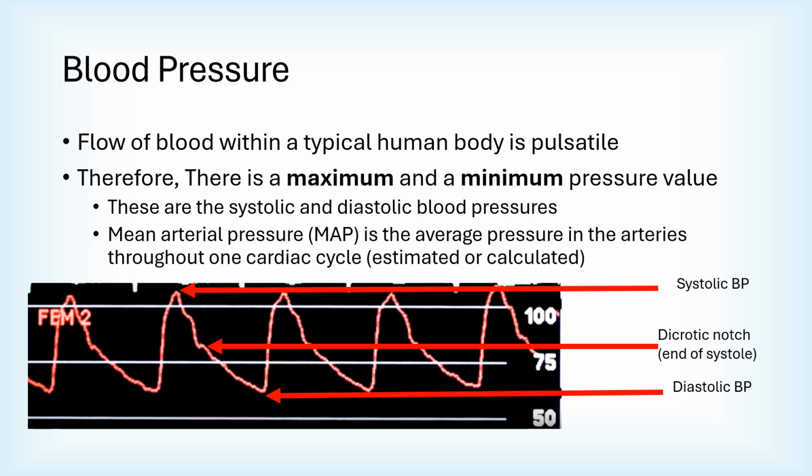The flow of blood is pulsatile, so that means rather than one pressure, there is a maximum and a minimum pressure value. These are known as the systolic and diastolic blood pressures. The mean arterial pressure is the average pressure in the arteries throughout one cardiac cycle.